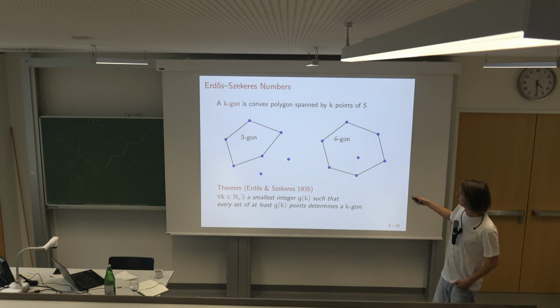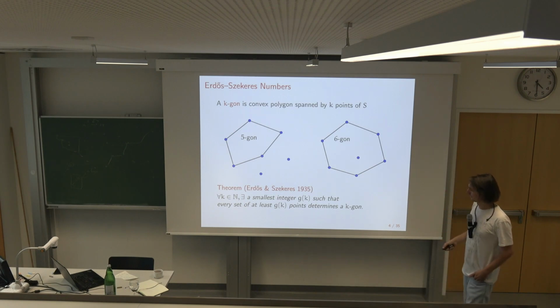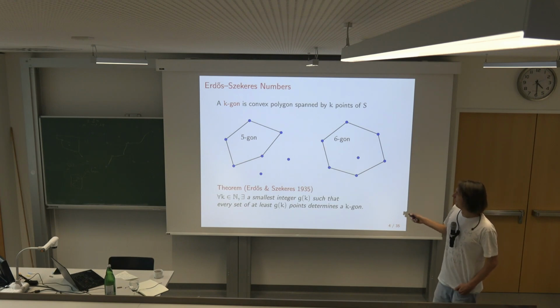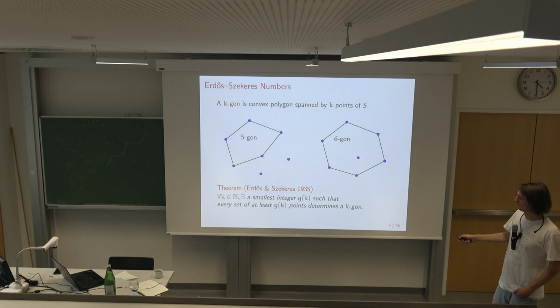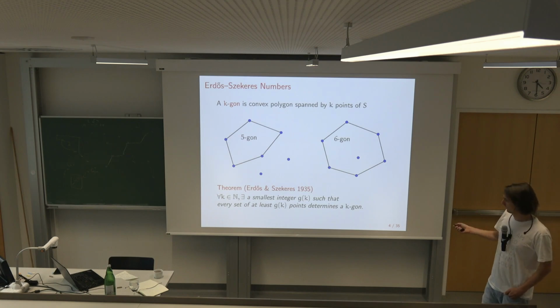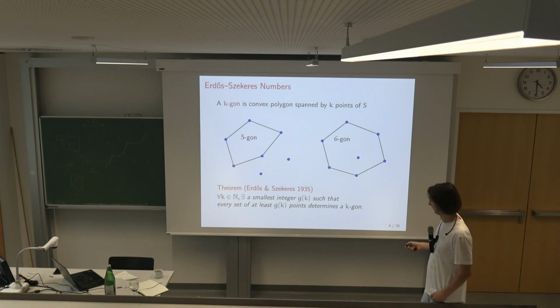And this is a 6-gon, but it's not a hole because there's something inside. But for the Erdős-Szekeres, for the classical problem, we don't care if there's something inside. That's the important thing. So in the beginning, the question was just about the gons. The containment didn't play a role.